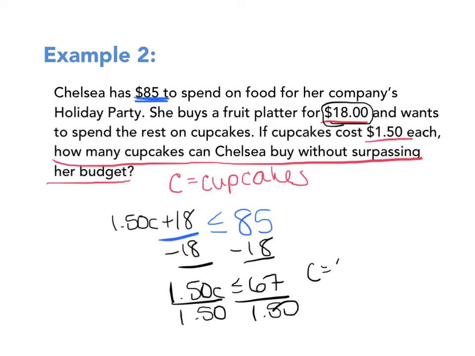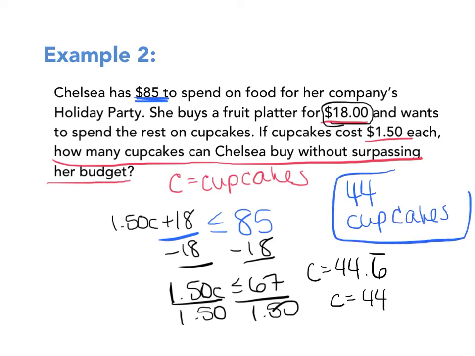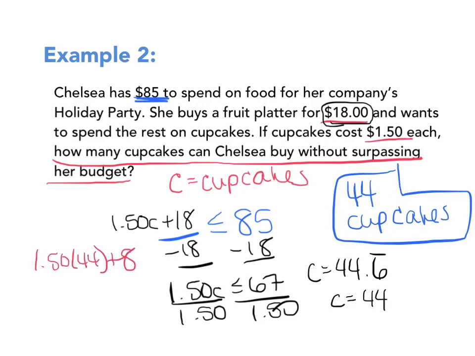And we get C equals 44.6 repeating. Now, unlike the last example, I need to stay under budget. I don't want to go over my limit. So I need to round this down to 44 cupcakes. So she can buy 44 cupcakes and still stay under budget. And like we did before, we can check this really quickly over here. We'll multiply 1.50 times 44 and add 18. 1.50 times 44 is 66, plus 18, that's 84, and that's definitely under our budget of $85.